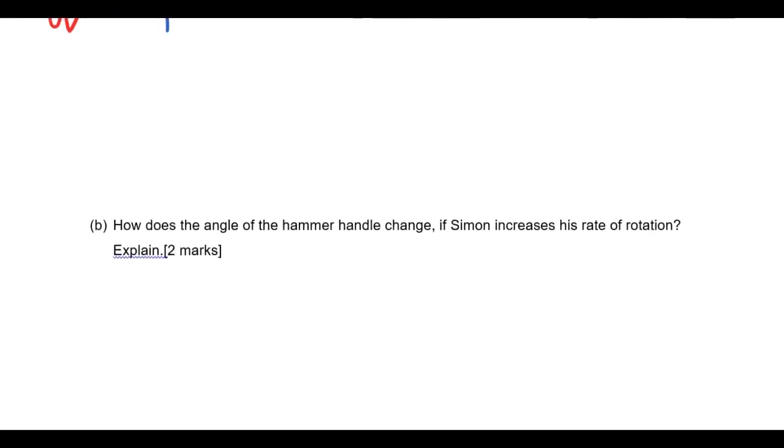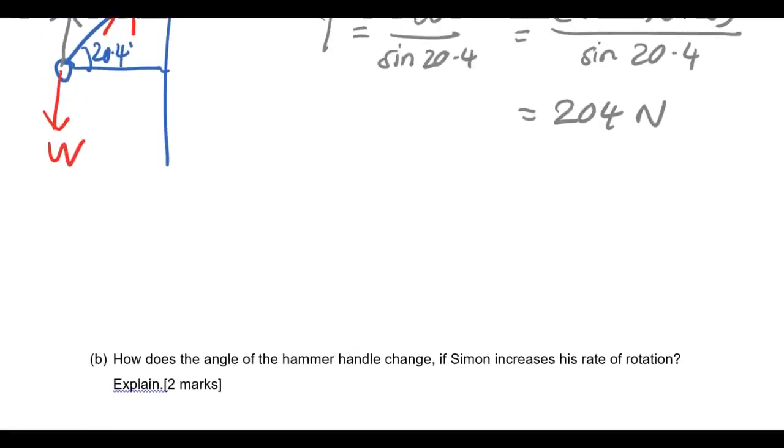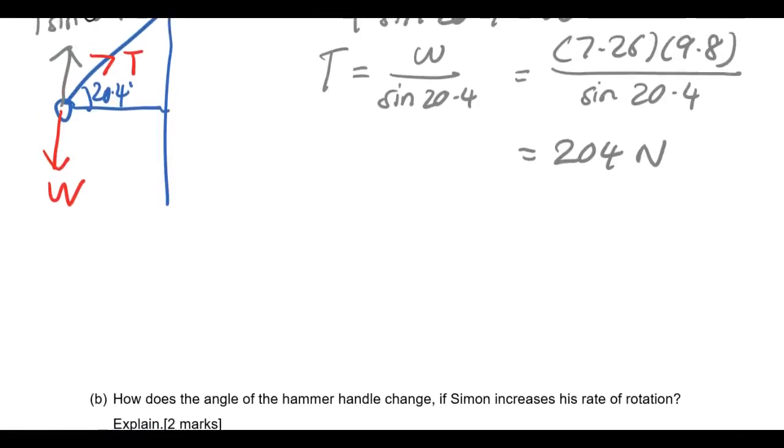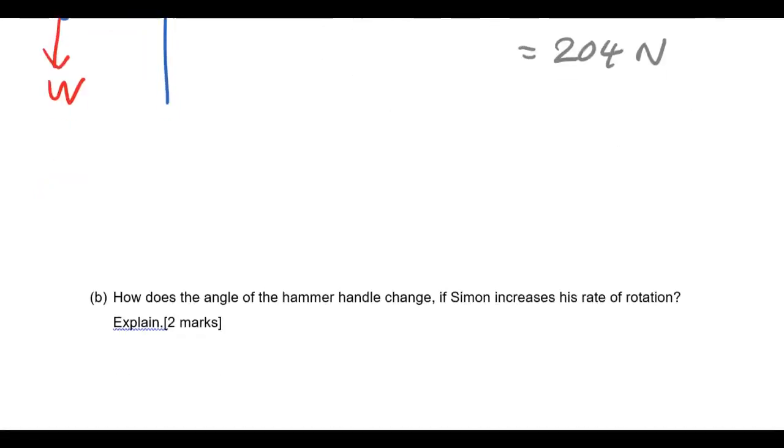Let me move on. How does the angle of the hammer handle change if Simon increases his rate of rotation? So how does this angle here change if the speed increases? Of course, when we do the experiment, we know that if you increase the speed, this thing will go up even higher and this angle here shall be smaller. But how do we explain it mathematically?